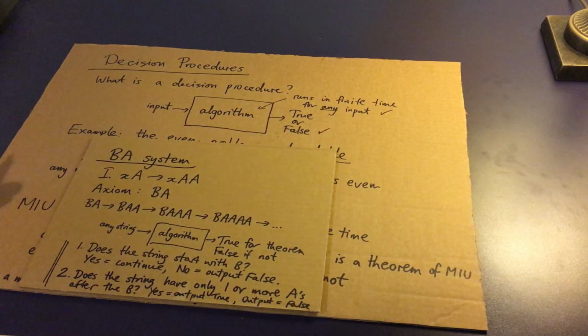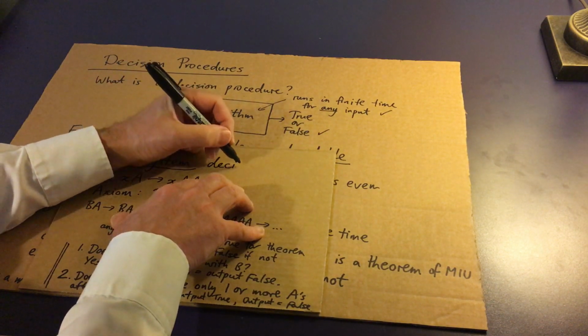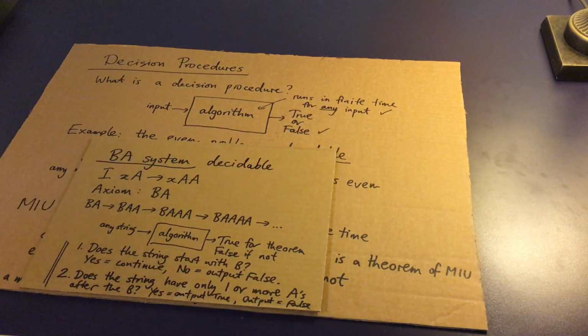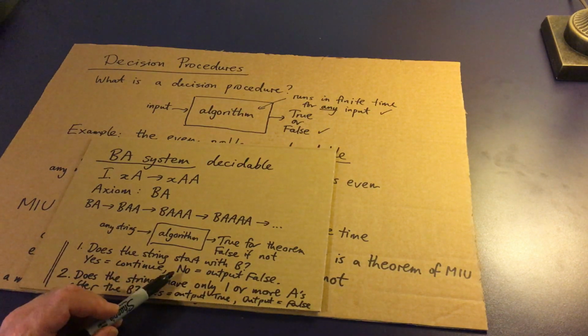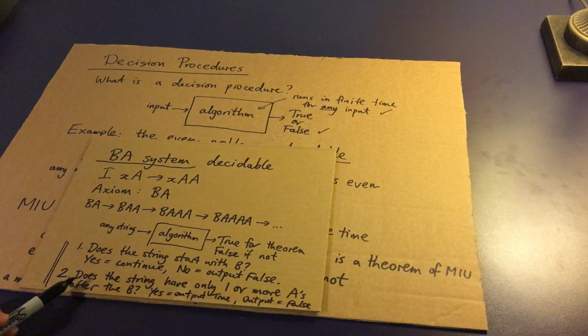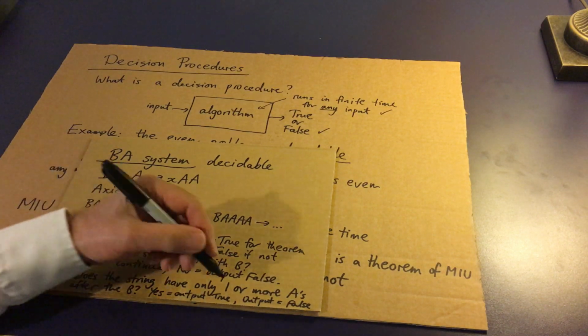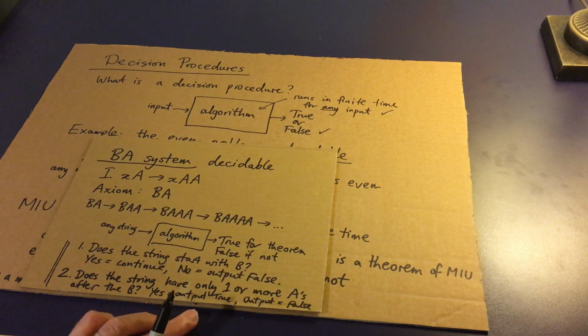So the BA system is decidable. This is a decidable problem because I've given you an algorithm. All you do is you test to see if the string starts with a B. If it does, you continue, otherwise you output false. And then you look to see if the string has one or more A's after the B only. So in other words, that's all you're allowed is A's. If it is, you output true, otherwise you output false.